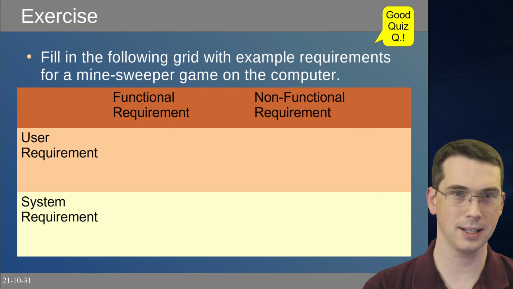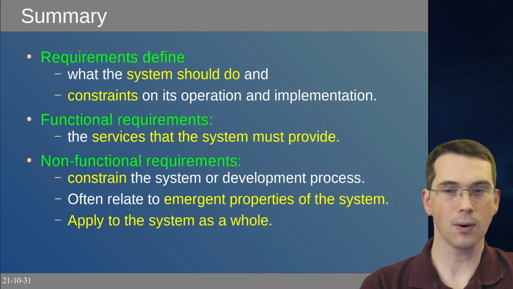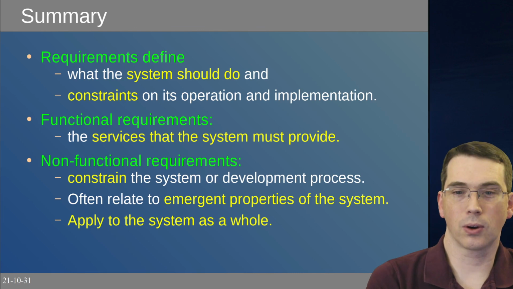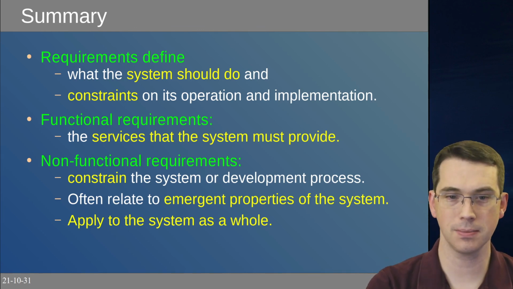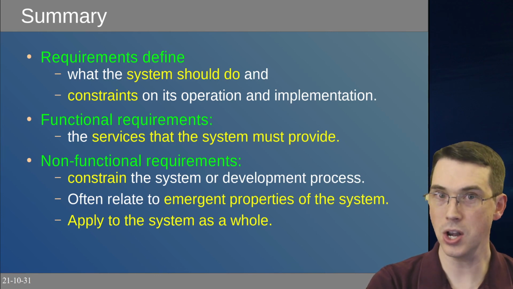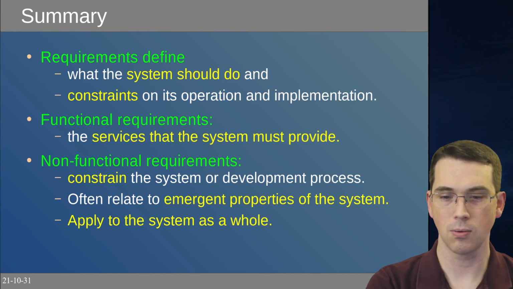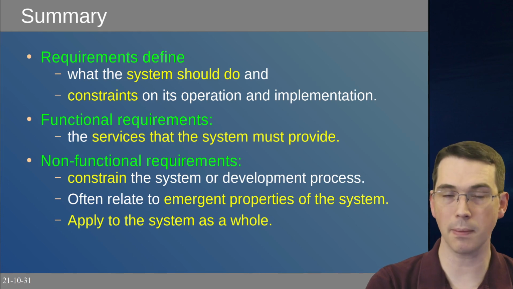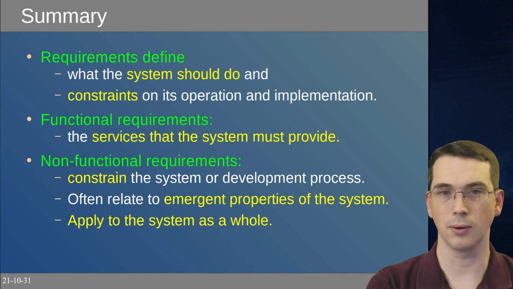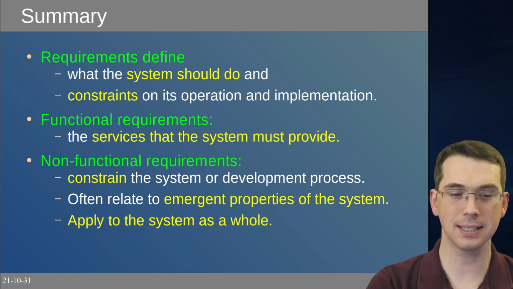So what did you talk about? We talked about requirements. We want to know what do the requirements state, so what the system should do, and any constraints on the system. The functional requirements are the services that we must provide, and the non-functional requirements are the constraints on the development or on the system. They might be the emergent properties like reliability, robustness, and so forth. And in general, they apply to the system as a whole.